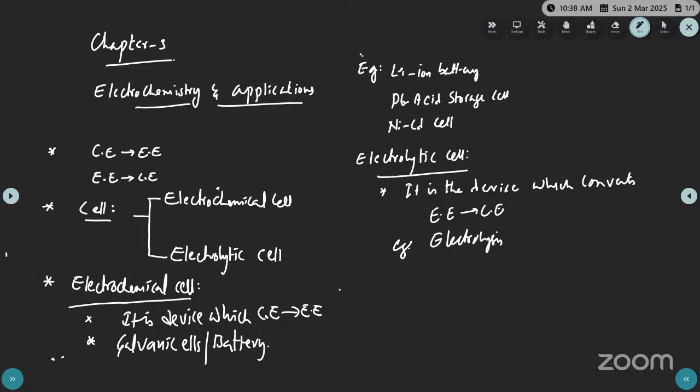Now, in our syllabus, we have only the electrochemical cells. The total chapter is around the electrochemical cells only. First, what is the cell structure? How can you construct a cell? So let's see.